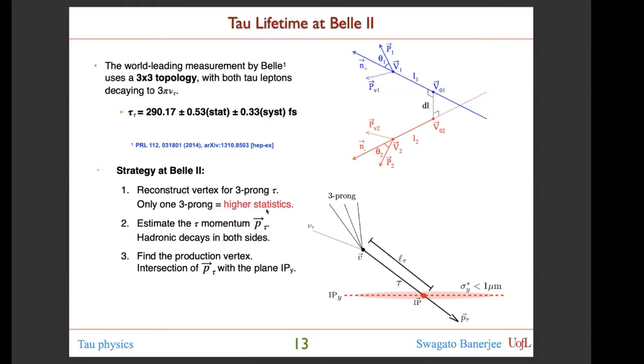At Belle 2, we are planning to update this measurement using 1 versus 3 topology events, thanks to the excellent improvement in the vertex detector at Belle 2. So this is shown here how the 3-prong can be extrapolated to the interaction point, and from the measurement of this decay length, we can extract the lifetime information.